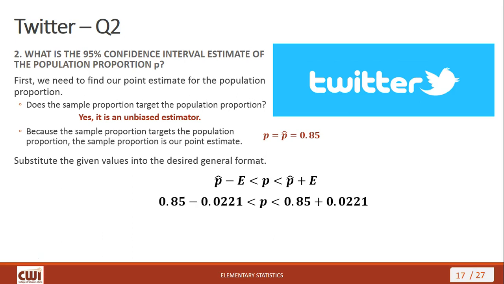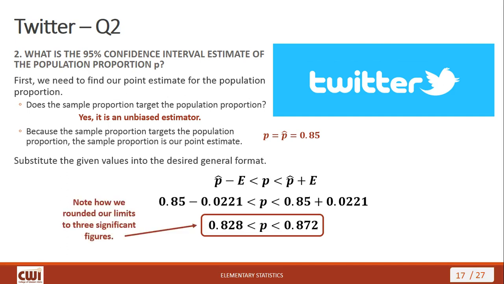Plug in the numbers that we know. So p hat is 0.85, our margin of error, which we calculated for the previous question, 0.0221. Punch it out in your calculator and you get 0.828 to 0.872. This then is our 95% confidence interval estimate of the population proportion. Notice how we rounded our limits to 3 significant figures. This is a standard convention regardless of which format you use for the confidence interval.